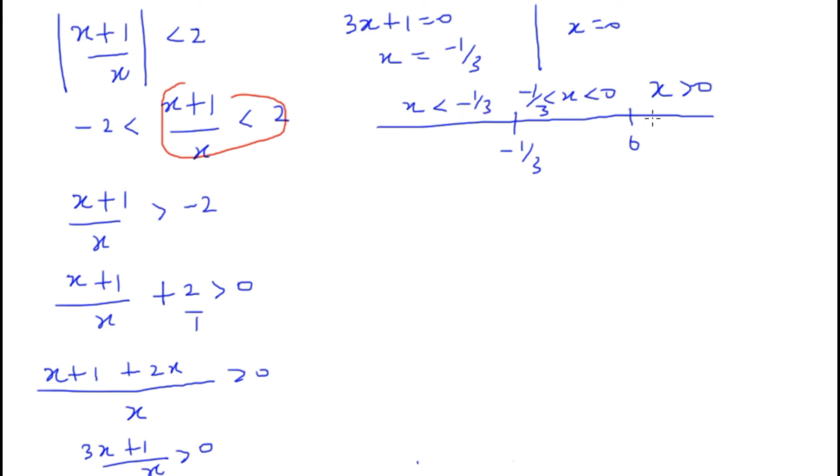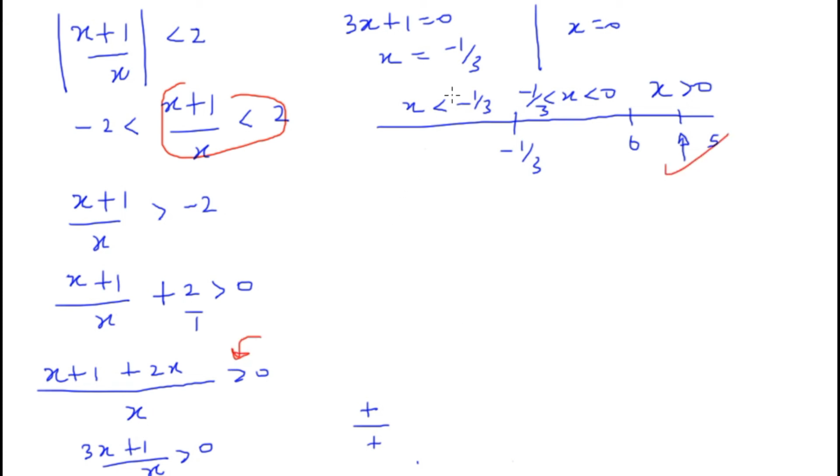Alright, so if I pick a value in this region, let's say I pick 5, and I substitute into the numerator, I'll have 15 plus 1, which is a positive value, and then I'll also have a positive value at the denominator. That means this region satisfies the inequality, because the inequality wants me to find a positive value, which is greater than 0.